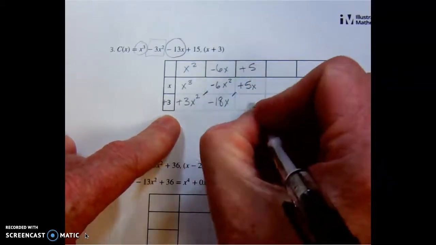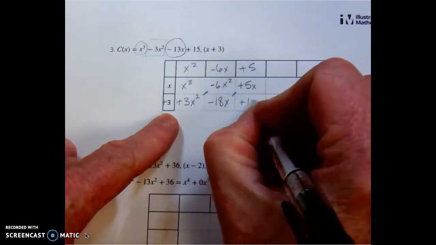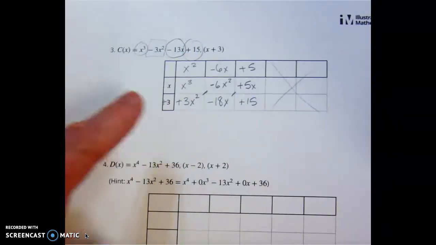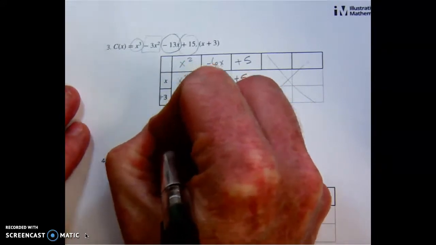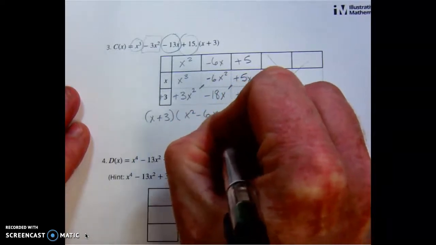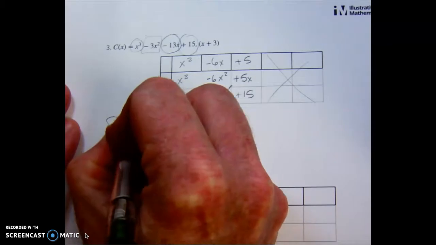Well, I can multiply now. Positive 5 times positive 3 is positive 15, and that's my last term. So I didn't need those boxes. All right, so that gives me x plus 3, x squared minus 6x plus 5 for c of x.